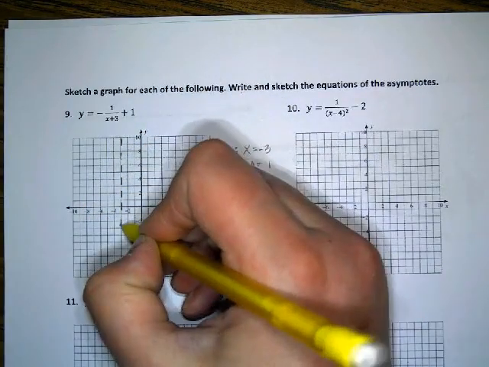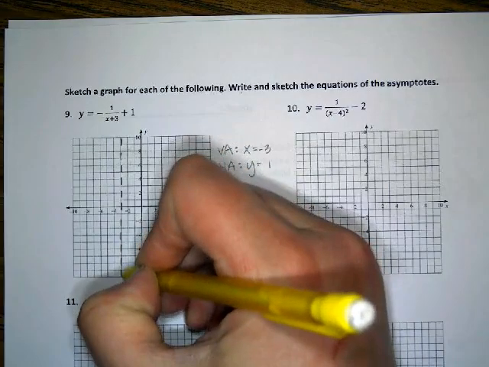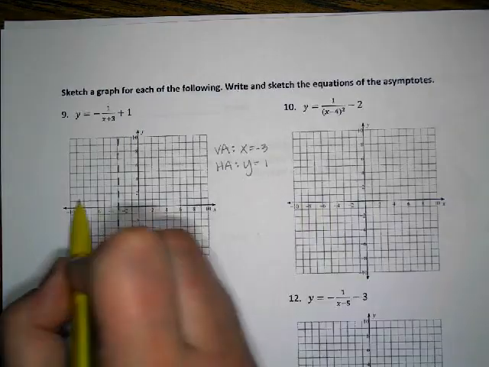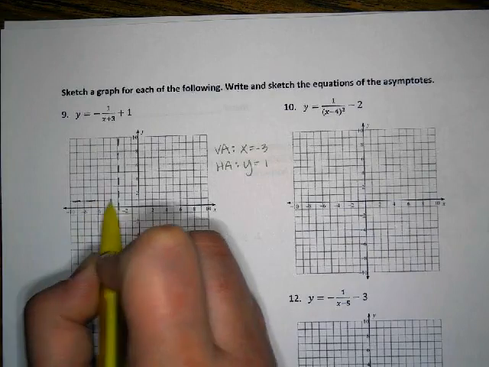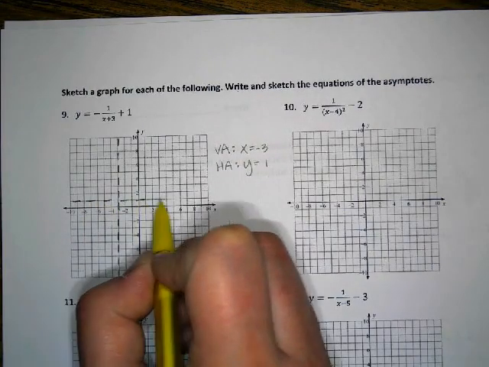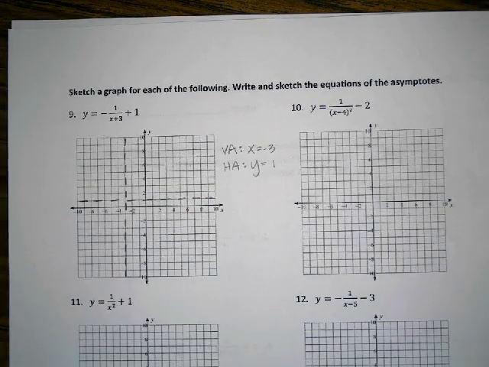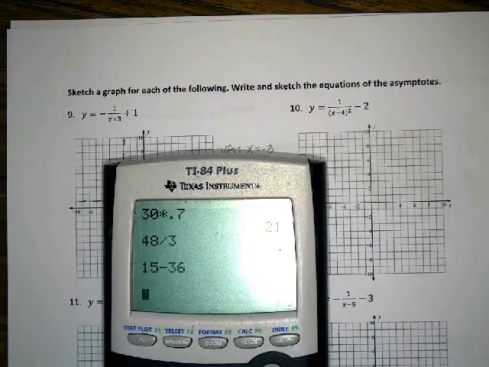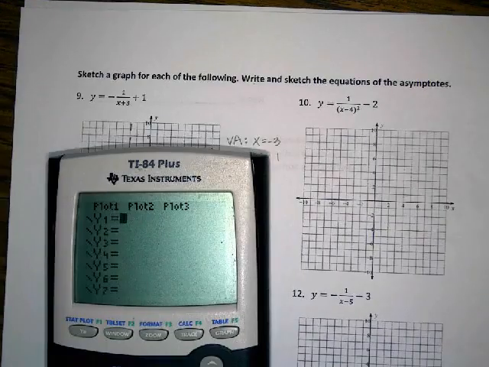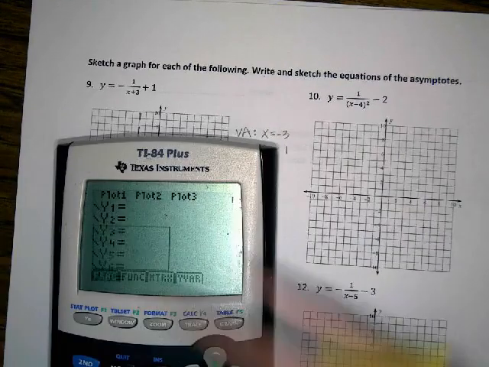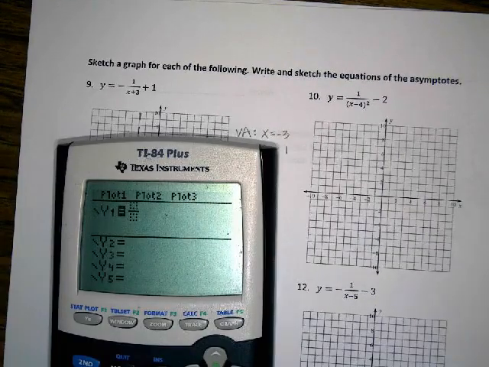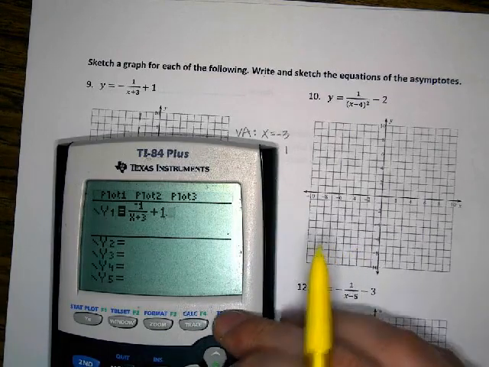You should put it in as a dotted line because it's imaginary. You should not put it in as a solid line. That would imply that it really was there. So I've got my dotted line and my solid line. Now I can go ahead and graph it on the calculator. So I've got alpha y equals, so I can type this in as a fraction. -1 divided by x plus 3 with a plus 1 on the end. I'll go ahead and hit graph.